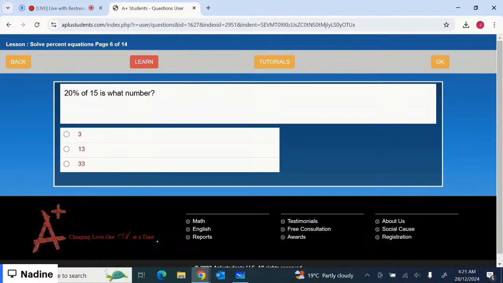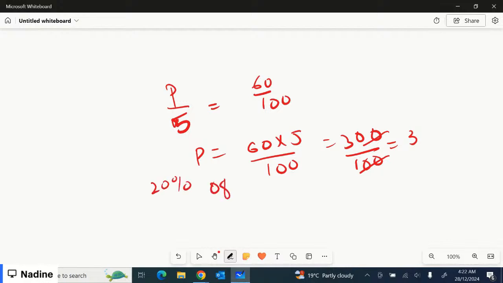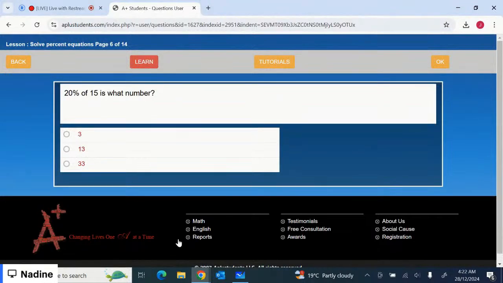20% of 15 is what number? 15 is the whole number, right? 20% of 15 is 13... 3, sorry, not 13. Option number 1 is the correct option. 3 it is.